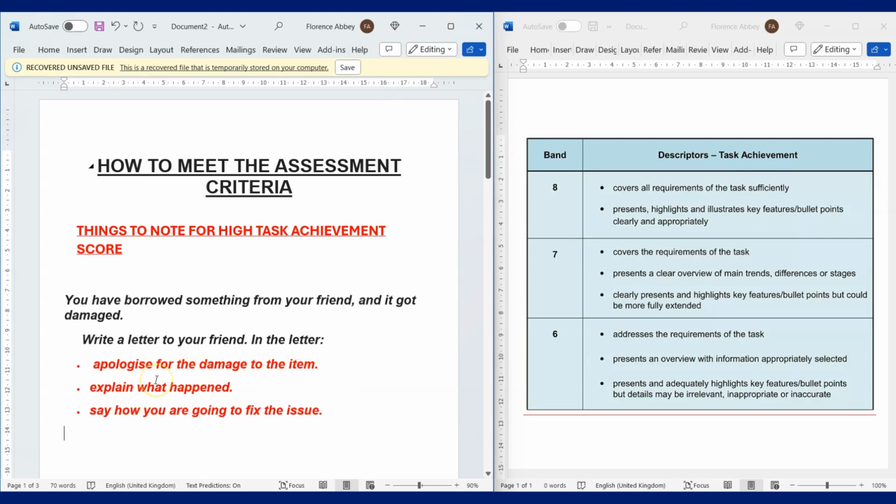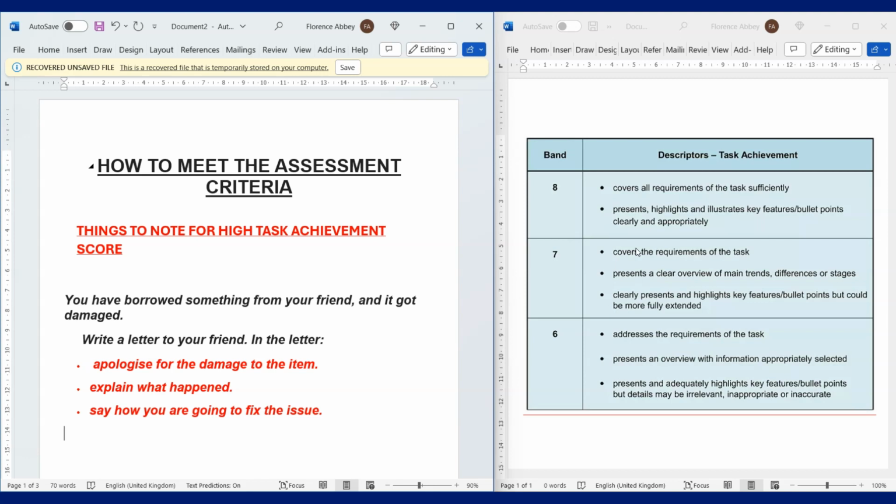Okay, but what you are writing does not show that you are apologizing for the damage to the item. So that shows that you are providing inaccurate information. Okay, so you should understand, and that will be for a band 6 student, but band 7 will cover the requirements of the task. Look at this one, it shows that the band 6 student will address, but this one will cover. That doesn't mean that he will go further to give a well detailed explanation for the task.